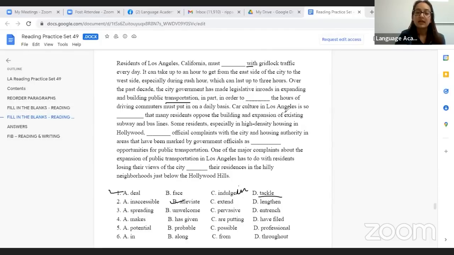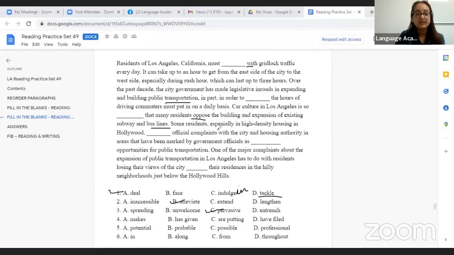Car culture in LA is so dash that many residents oppose the building and expansion of existing subway and bus lines. So car culture is so spreading, unwelcome, pervasive, or entrenched. Pervasive is the answer. Pervasive means it's so common that nobody wants to use a bus. So they are against making of bus lines and they are against making subways because they think nobody uses it. Why are you doing it?